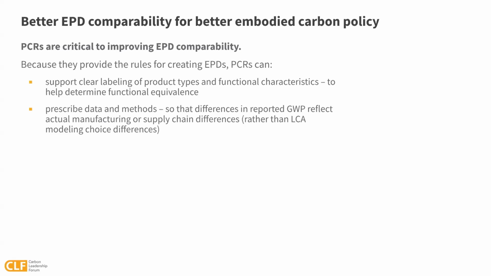And PCRs are really critical to improving EPD comparability because they provide the rules for creating EPDs. So PCRs can support clear labeling of product types and functional characteristics to help determine functional equivalence. And PCRs can prescribe data and methods so that differences in reported GWP reflect actual manufacturing or supply chain differences, again, rather than differences in LCA modeling choices.